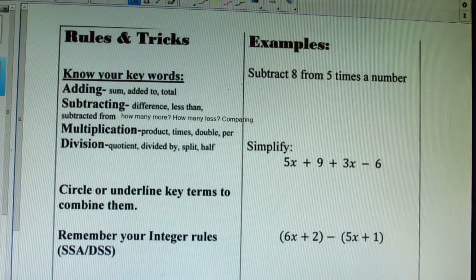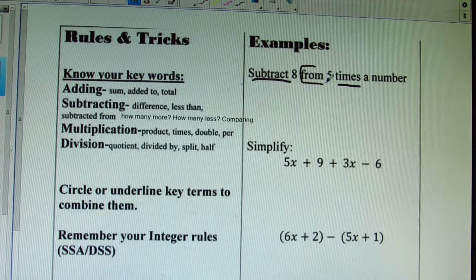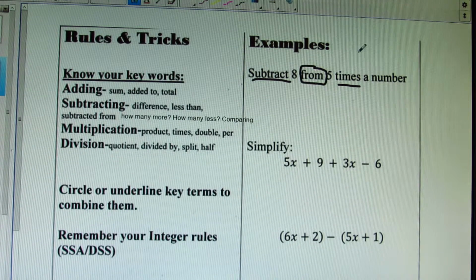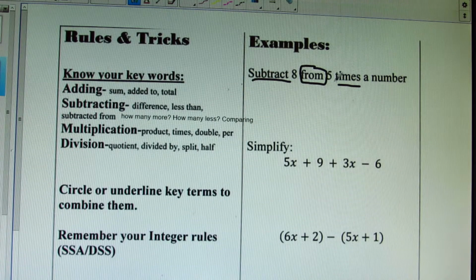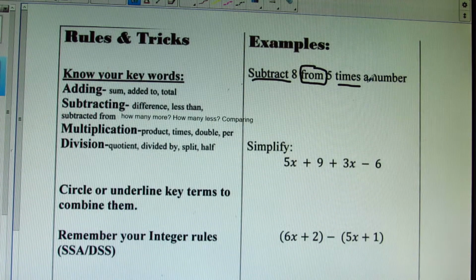Okay, so the first example problem over here is subtract 8 from 5 times a number. So we know I'm subtracting, and I know I'm multiplying, because times is a multiplying word, and subtract is subtraction. Except this is key, the word from. If I subtract from something, it's like taking something from someone else. The someone else has to go first. So I'm going to start with the 5 times a number.